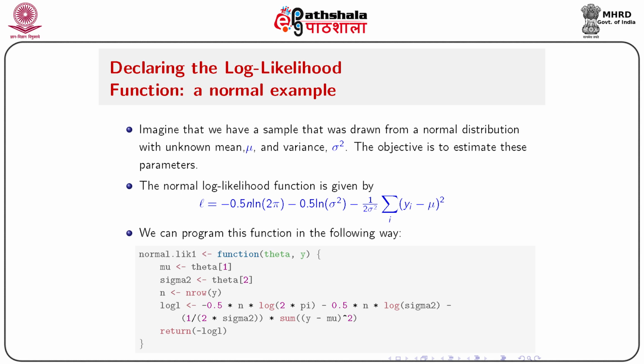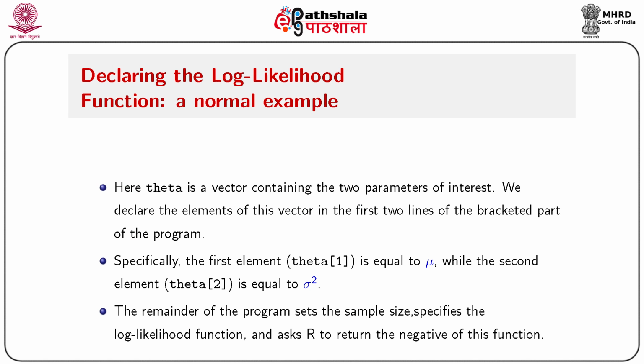Then we can program this as normal.lik.1 equals function theta and y, mu equals theta 1, sigma 2 equals theta 2, then n equals nrow of y, and this is the log likelihood, and then return the negative log likelihood, just like the Poisson function. Here theta is the vector containing the two parameters of interest, and we declare the elements of this vector in the first two lines of the bracket part of the program, and especially the first element, theta 1, is equal to mu, while the second element, theta 2, is equal to sigma. The remainder of the program sets the sample size, specifies the log likelihood function, and asks R to return the negative of this function.